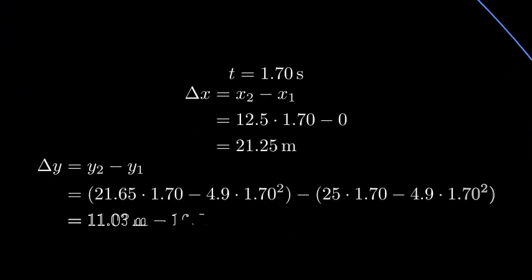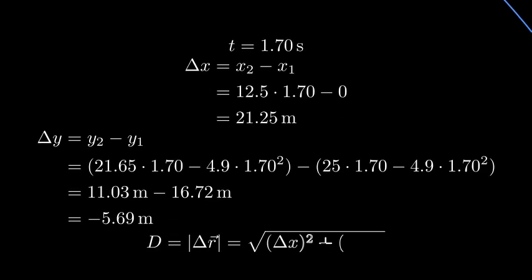Delta y equals y2 minus y1. y2 equals 21.65 times 1.7 minus 4.9 times 1.7 squared, which is 11.03 meters. y1 equals 25 times 1.7 minus 4.9 times 1.7 squared, which is 16.72 meters. So delta y equals 11.03 minus 16.72, which equals negative 5.69 meters.